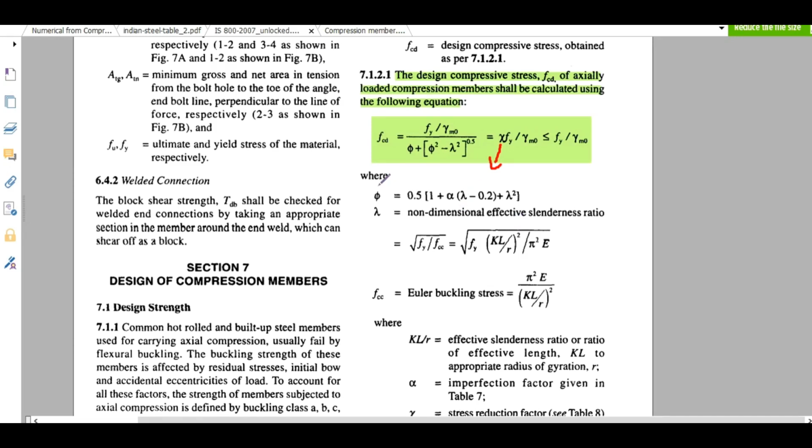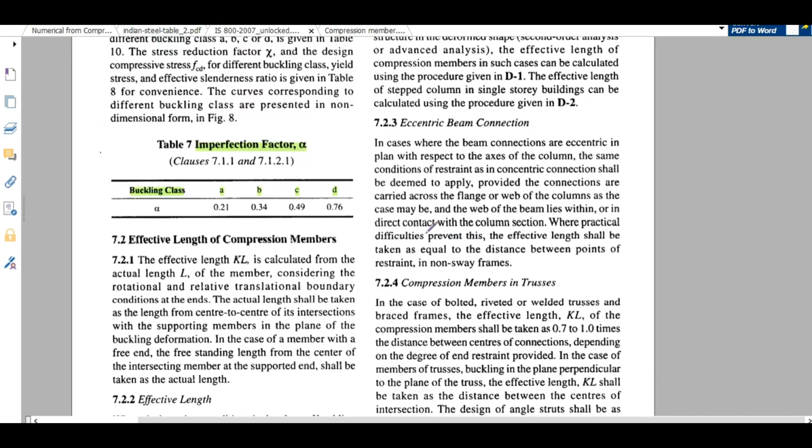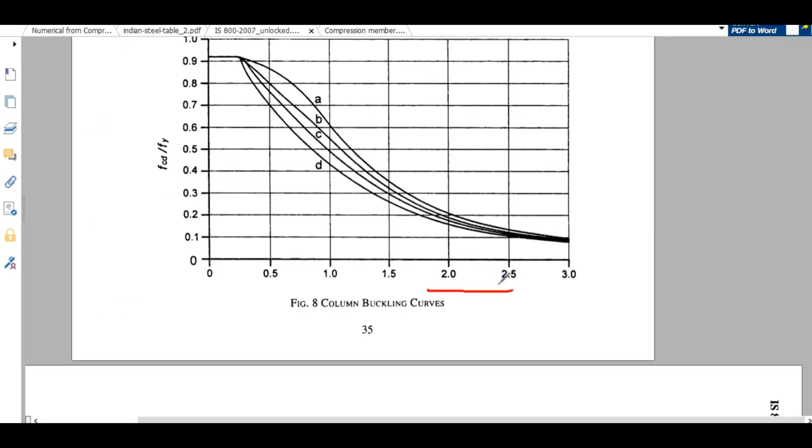Now let us understand these equations. Suppose this is the first equation: Fy by gamma m0 by phi plus within third bracket phi square minus lambda square to the power half. So phi is equal to this. In this equation, phi is dependent on alpha and lambda. So what is this lambda? I already mentioned, lambda is the non-dimensional slenderness ratio along this axis.